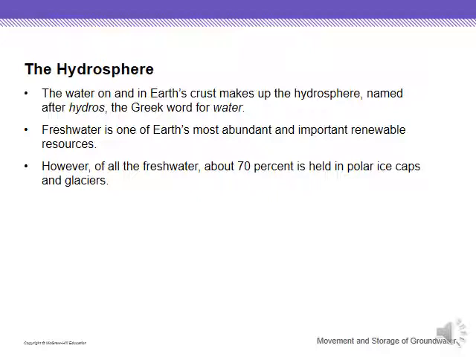Now, the hydrosphere is what we call our zone of water, or every bit of water on the earth is called the hydrosphere. One of our number one resources that we have to protect is our fresh water, which is called our drinking water. And most of it, not all of it, about 70% of it's held in the glaciers and such. So those are some basic facts that we need.